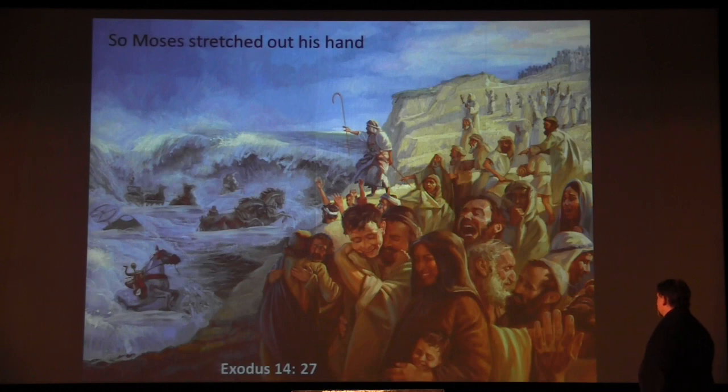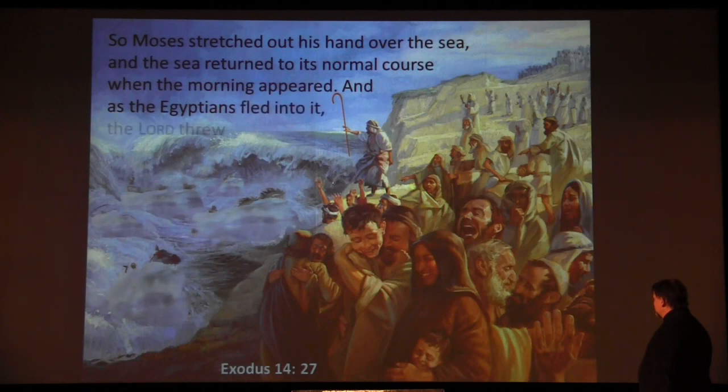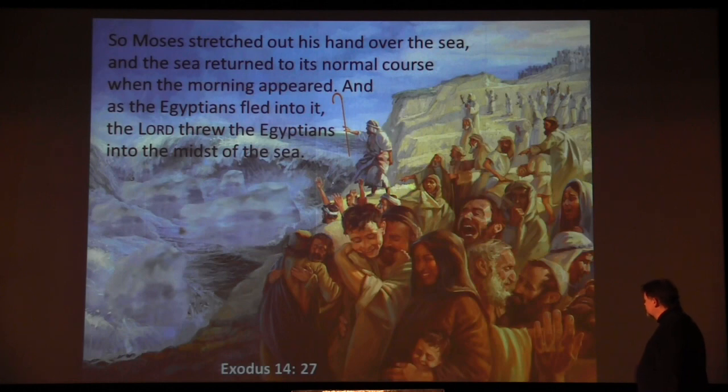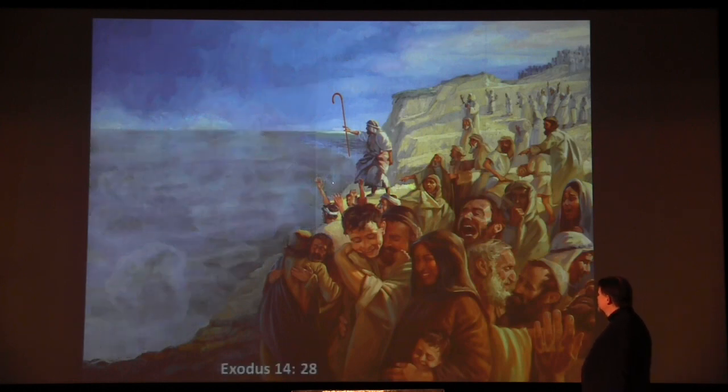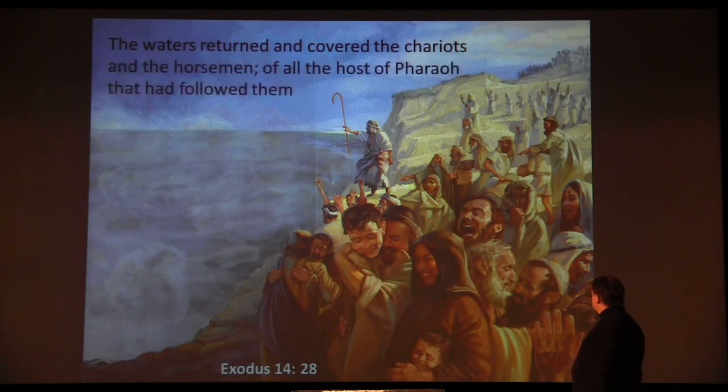So Moses stretched out his hand over the sea, and the sea returned to its normal course when the morning appeared. And the Egyptians fled into it, and the Lord threw the Egyptians into the midst of the sea. And the waters returned and covered the chariots and the horsemen. All of the host of Pharaoh that had followed them into the sea, not one of them remained.